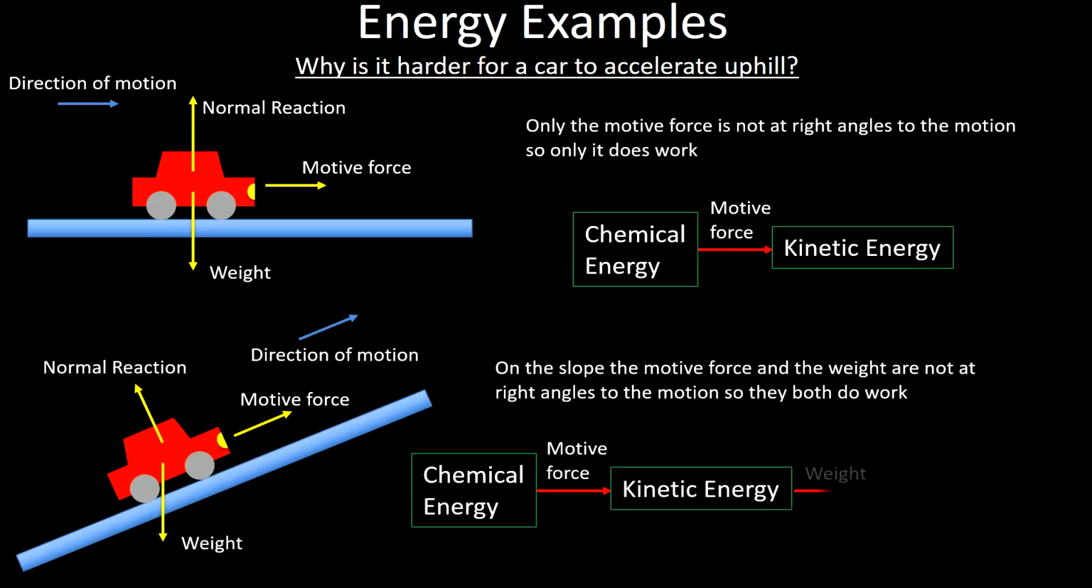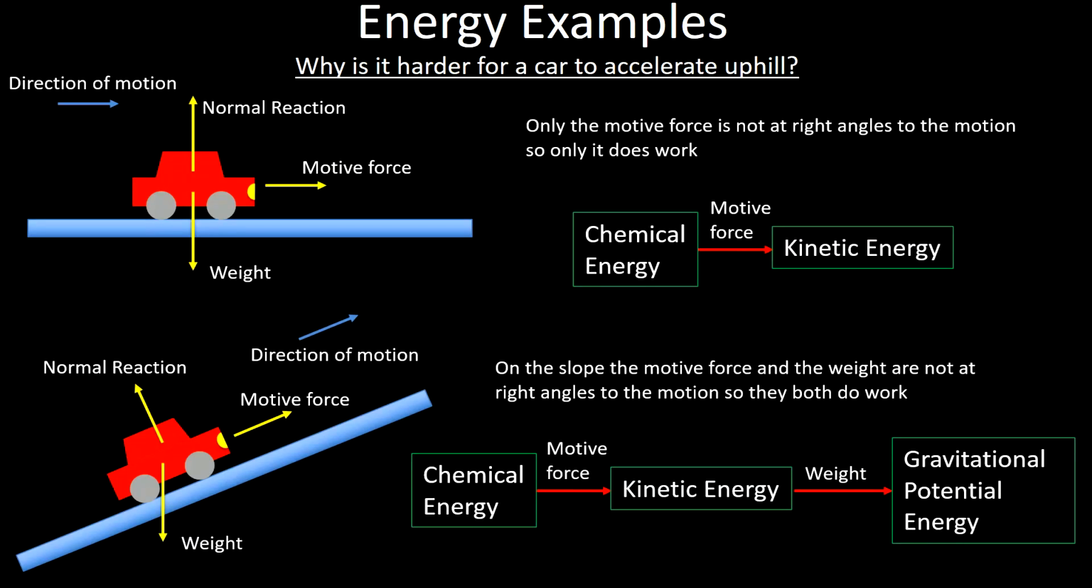So how does that affect the motion? Well, we've still got the motive force doing work, but the weight is now transferring some of the kinetic energy of the car into gravitational potential energy. That makes sense because the car is getting further from the centre of the Earth. It's moving upwards, so we must be gaining gravitational potential energy, and the weight is the force that is doing that job. If we're losing some of the kinetic energy that we've gained to gravitational potential energy, that means we won't accelerate as fast. We're not going to pick up speed as quickly. So that explains in terms of energy why a car cannot accelerate up a hill as much as it can accelerate on the flat.